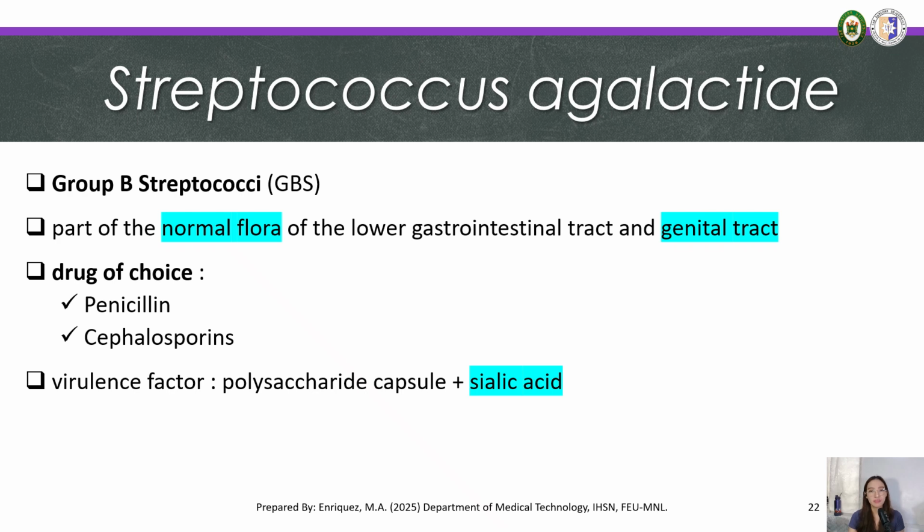So its primary virulence factor is its capsule, composed of sialic acid. This capsule prevents phagocytosis but becomes ineffective after opsonization. All right? So take note of that, no? Streptococcus agalactiae has a polysaccharide capsule with the addition of sialic acid. But this does not mean that Streptococcus agalactiae is safe from opsonization.